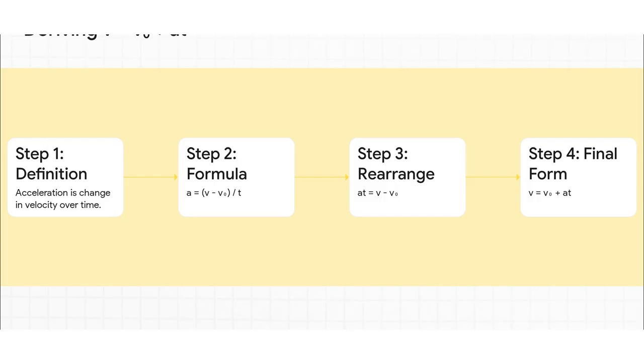What's the definition of acceleration? It's the change in velocity over time. So the formula is a equals v minus u divided by t, right? Now, just rearrange it. Multiply t over to the other side, so you get a times t equals v minus u. And there it is, your first equation, v equals u plus at. It comes straight from the definition of acceleration.